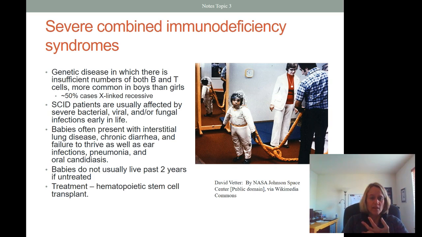The babies often are going to present with an interstitial lung disease, diarrhea, lots of ear infections, and pneumonia. Untreated, babies usually don't live past 2 years. The treatment is stem cell transplant. The most famous child with this disorder is David Vetter, who was provided by NASA with the suit. So this is the original Bubble Boy. If you get a chance, there's a movie where John Travolta plays David Vetter. You'll have to check it out.